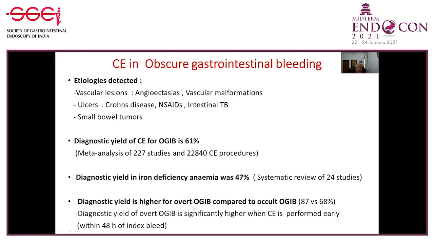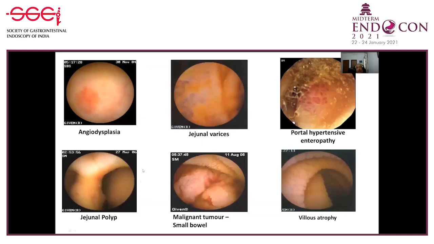And the diagnostic yield is higher for overt obscure GI bleed as compared to occult GI bleed, 87 versus 68%. If a patient presents with an overt obscure GI bleed, you would get a higher yield if the capsule endoscopy is performed early, that is within 48 hours of the index bleed. This slide shows capsule endoscopy pictures of many of the usual causes of obscure GI bleed seen. This shows an angiodysplasia lesion, jejunal varices, portal hypertensive gastropathy, a jejunal polyp, and villous atrophy in celiac disease.